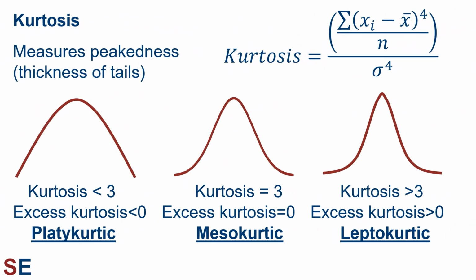The kurtosis, which measures the peakedness or thickness of the tails, is a very similar equation, but now we have the 4th power instead of the 3rd power. If you calculate the kurtosis of the normal distribution, as shown in the middle, you'll get a kurtosis of 3. So if we subtract 3, that would give us an excess kurtosis of 0. We would call that distribution mesokurtic, meso for like middle.